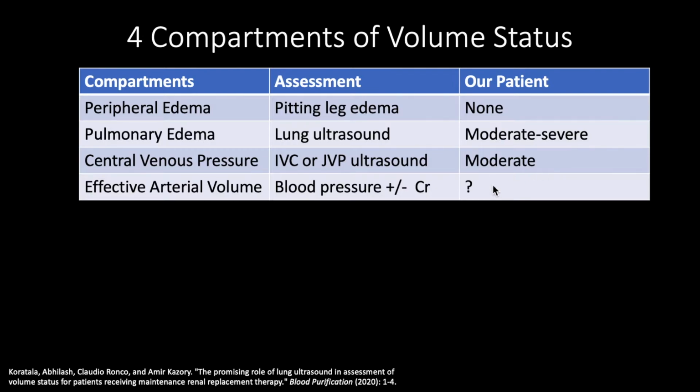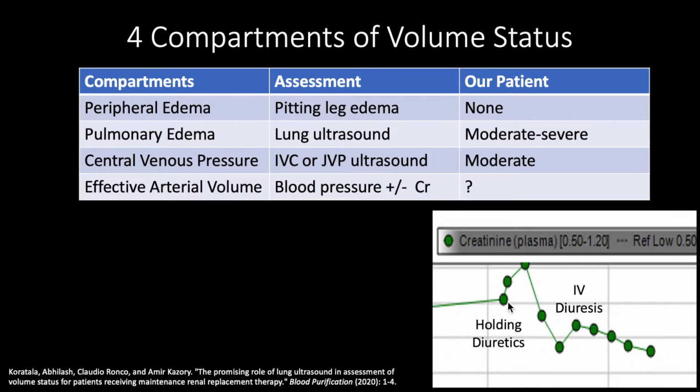And it's hard to know what his effective arterial volume is at this point. Certainly his creatinine's on the rise. So when he was holding diuretics, his creatinine was rising. We initiated IV diuresis because of this moderate to severe pulmonary edema, and his creatinine had a nice drop, confirming this was a cardiorenal AKI that improved with IV diuresis.